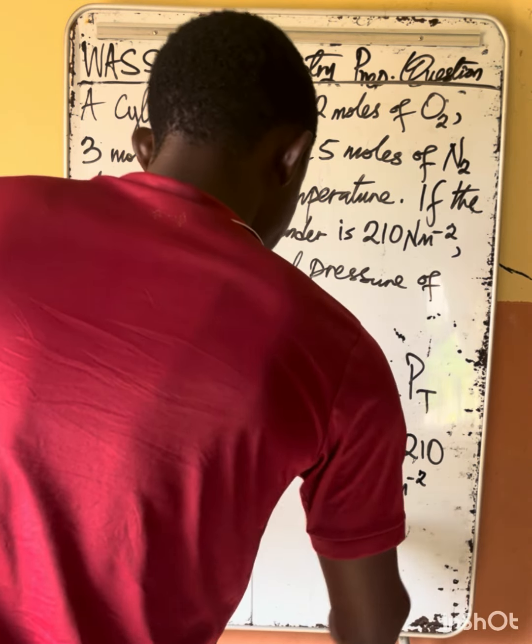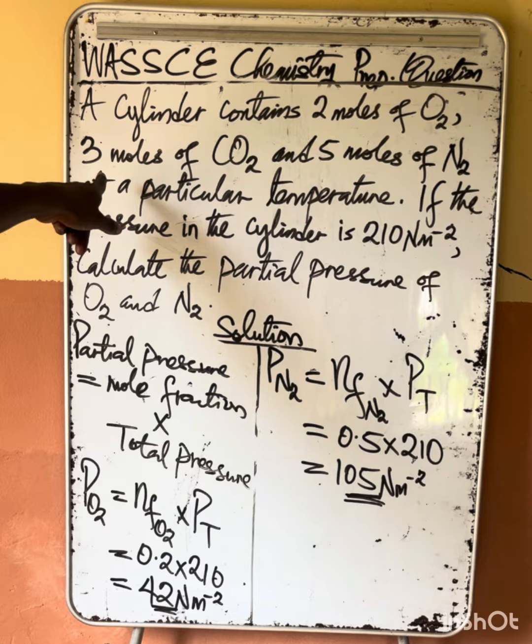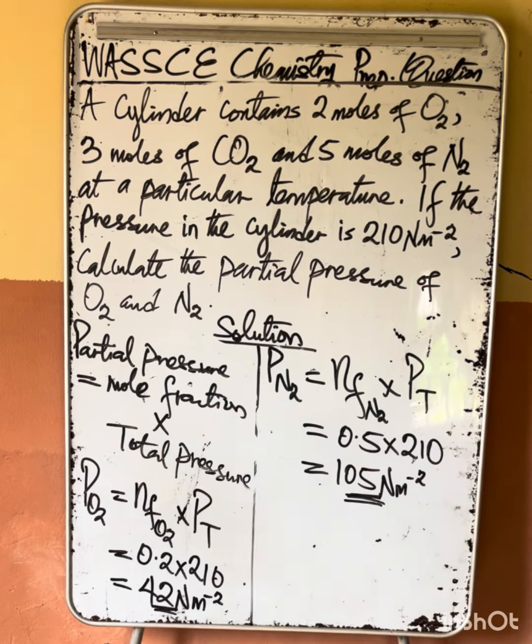It is this simple, my lovely viewers. It is this simple, only if you pay attention to details. All right, so that's it. Even if you were asked to also find the partial pressure of carbon dioxide gas, it is also simple. That of carbon dioxide would be 0.3 times 210. It gives you the partial pressure of the CO2 gas, that's carbon dioxide gas.